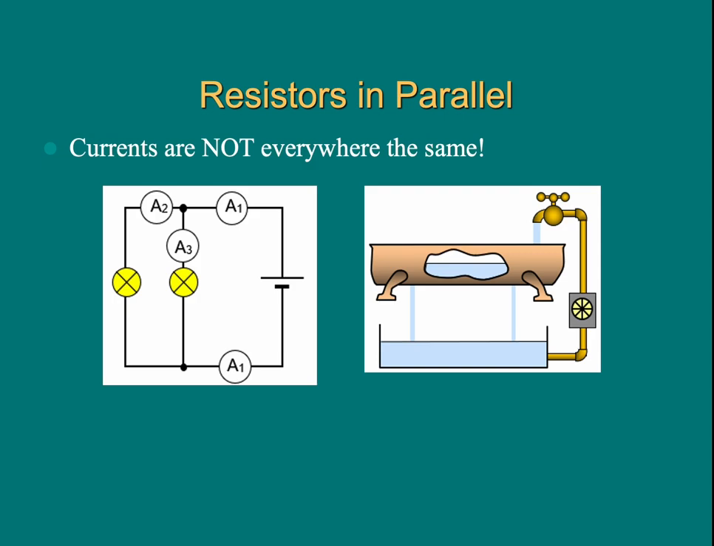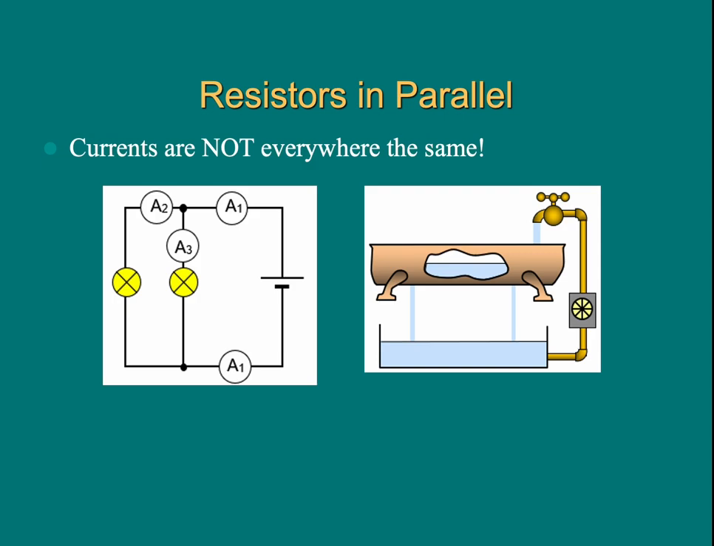You can think of it as water current. You have a faucet, and the faucet is connected to multiple branches. The water going through each branch has to add up to the main branch of water current. Water current is carried by water. Electric current is carried by charges.